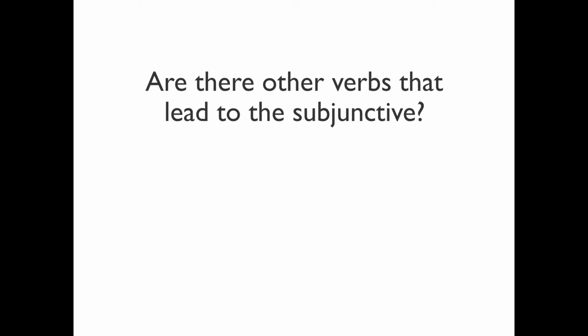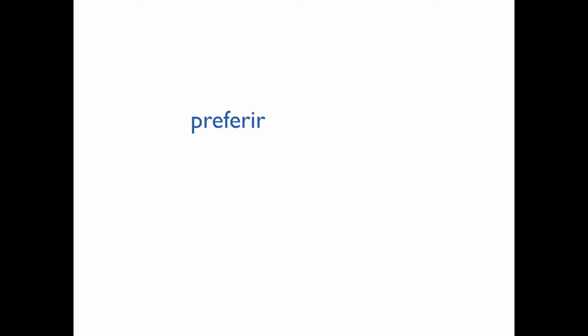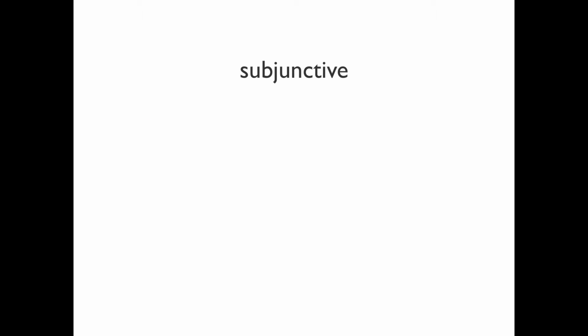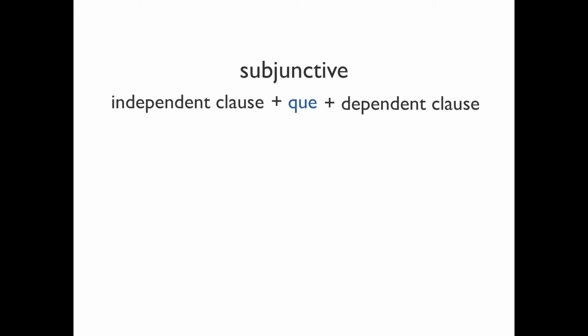Are there other verbs that lead to the subjunctive? Yes. Verbs like preferir and insistir also lead to the use of the subjunctive mood. They influence the dependent clause and are called verbs of volition. Verbs of doubt or denial, such as dudar and negar, also lead to the use of the subjunctive mood. Remember that the subjunctive mood is used when verbs of volition or doubt appear in the independent clause. The clauses are separated by que, and the dependent clause has a different subject.